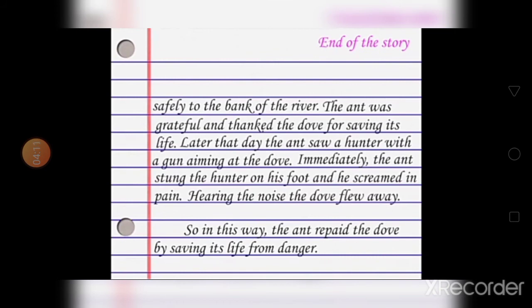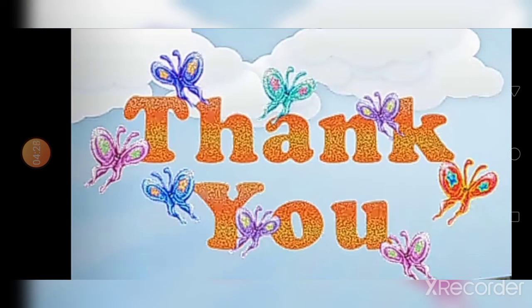Now, end of the story. So, in this way, the ant repaid the dove by saving its life from danger. Like this, in 3 steps, you can write a story. Understood? I hope you understood the story.